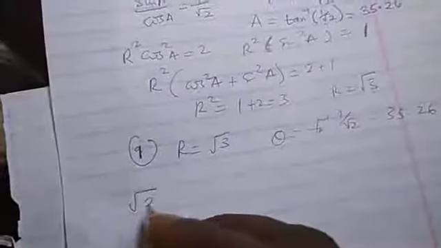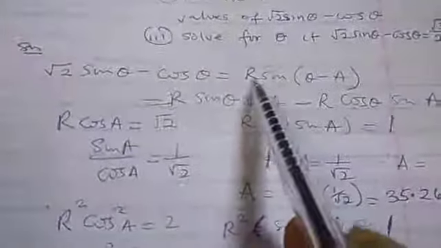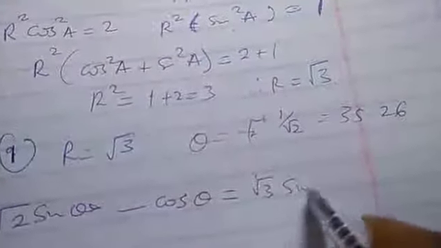So in that case, I can now write the expression, which is root 2 sine theta minus cos theta, and we said it should be in the form of r sine theta minus a. So that our r is root 3 sine theta minus our a, which is 35.26. So we have done that.